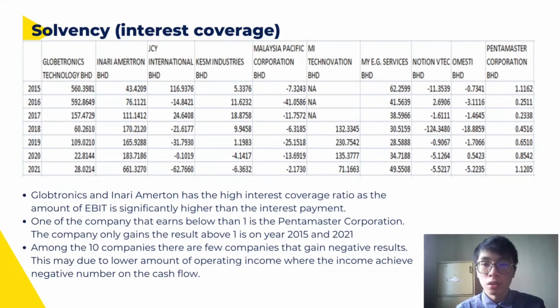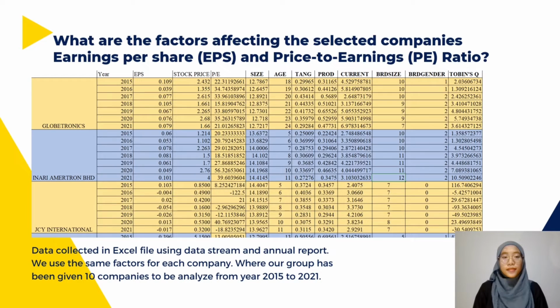Based on the solvency table, Globetronics and Inari Amertron have a high interest coverage ratio because the EBIT is higher than the interest payment. One of the companies that earns below 1 is Pentamaster Corporation, as the result was only above 1 in 2015 and 2021. Among the 10 companies, there are a few companies that gain a negative result. This may be due to the low amount of operating income, where the income achieves a negative number in cash flow.